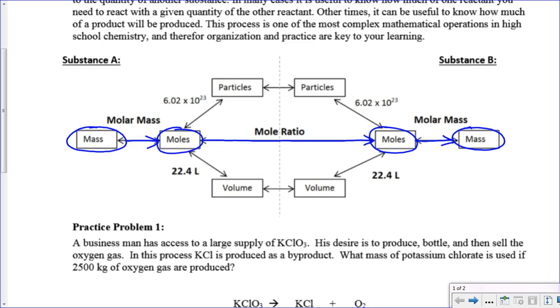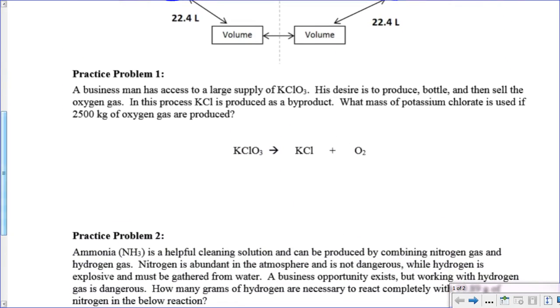I'm going to give you an example here of one of these problems. It says a businessman has access to a large supply of KClO3. His desire is to produce, bottle, and then sell oxygen gas. In this process, KCl is produced as a byproduct. What mass of potassium chlorate is used if 2,500 kilograms of oxygen are produced?